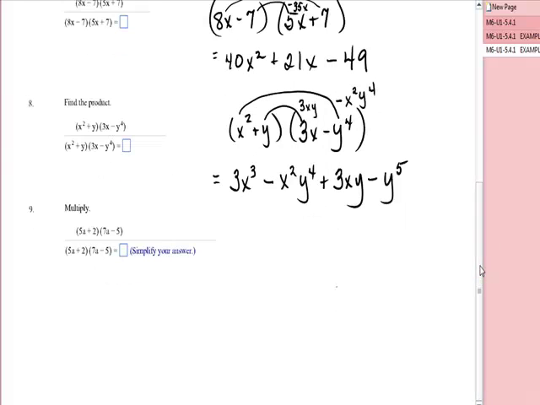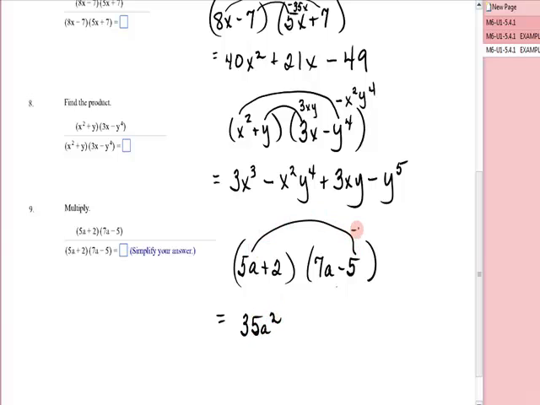All right, one more. I have 5a plus 2 times 7a minus 5. The product of the first is 35a squared. The outer product is negative 25a. The inner product is 14a. That's going to give me negative 11a. And then 2 times negative 5 is negative 10. So practice with FOIL. Write down the outers and inners if you need to. Skip it if you can.